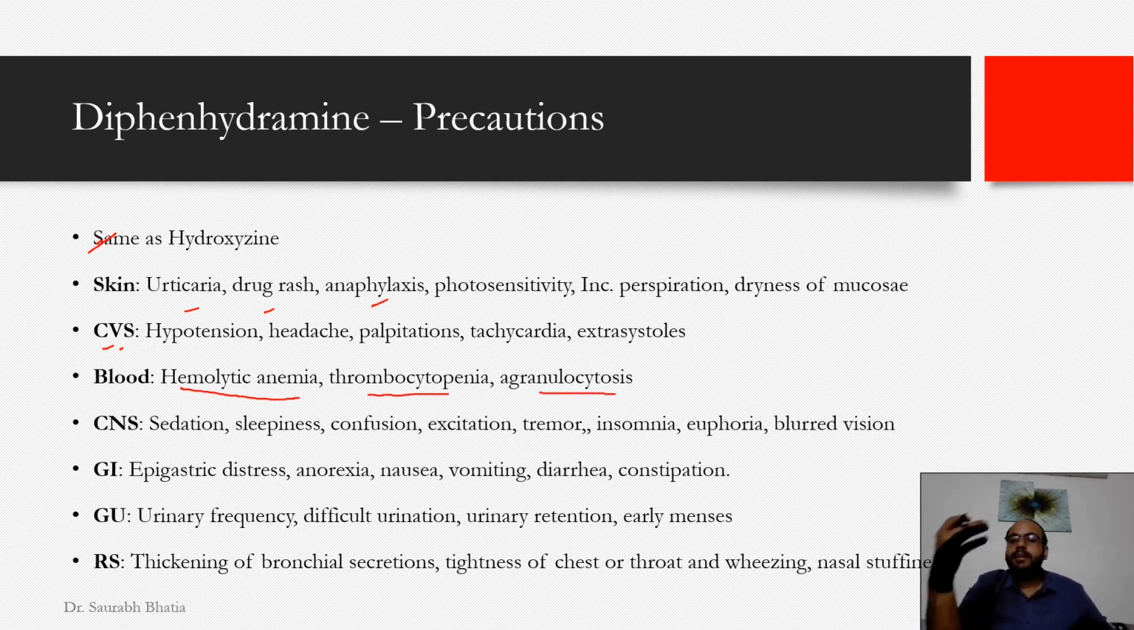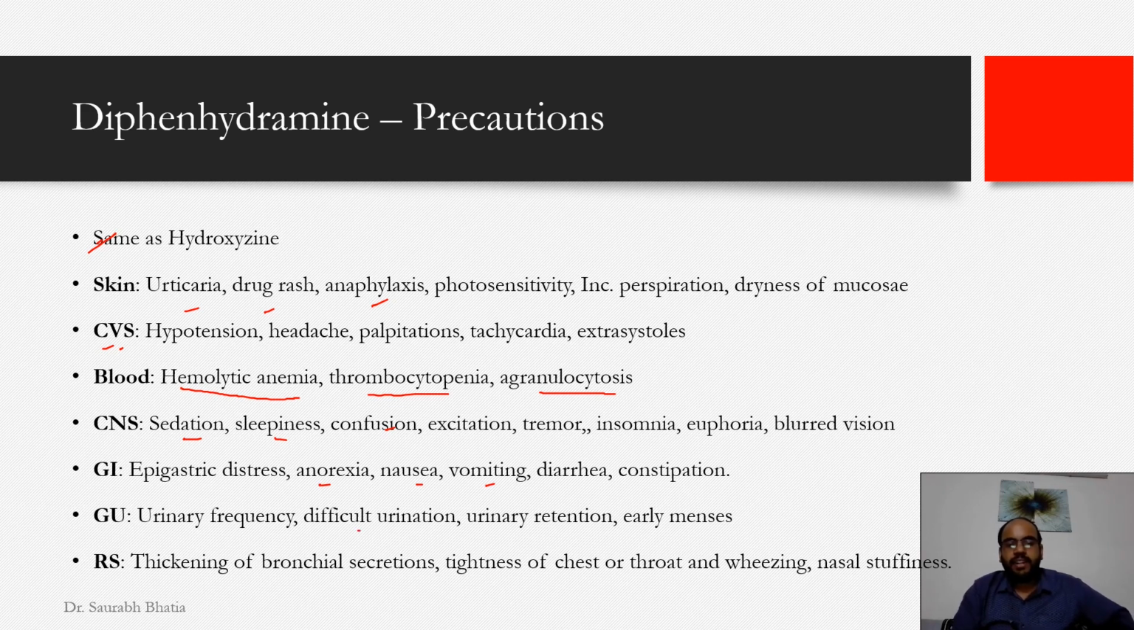Now remember, histamine has a good amount of chemotactic action. That means bringing the inflammatory cells. So antihistamines are going to block that action. So those inflammatory cells are not there, and that can lead to agranulocytosis. CNS effects like sedation, sleepiness, confusion can be there. Gastrointestinal can cause anorexia, nausea, vomiting.